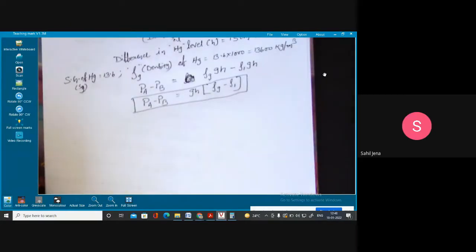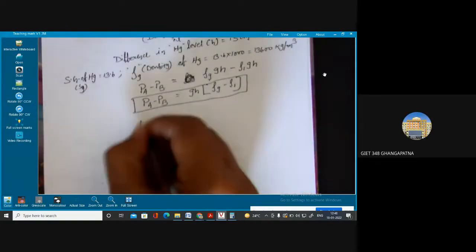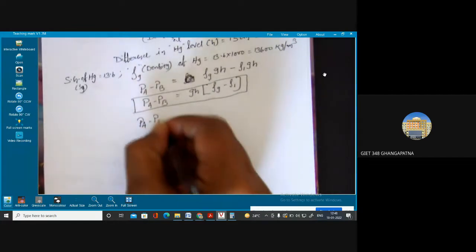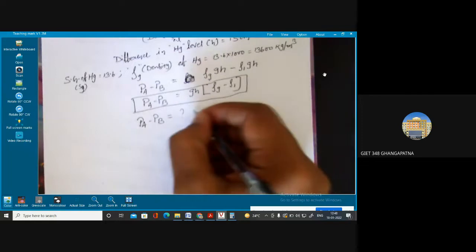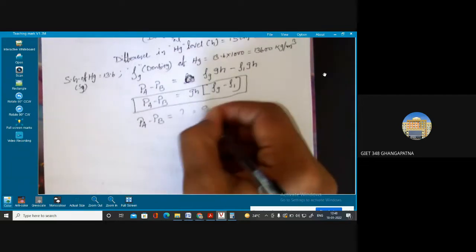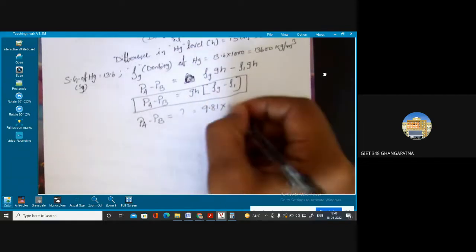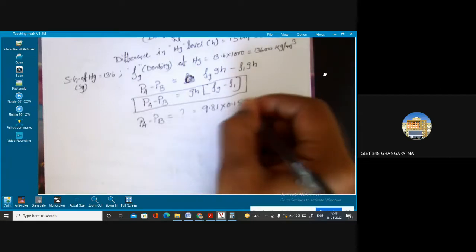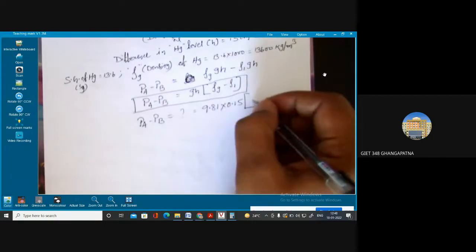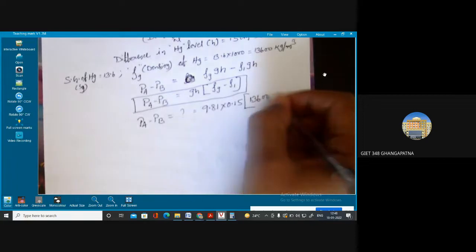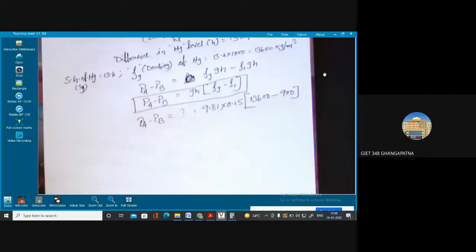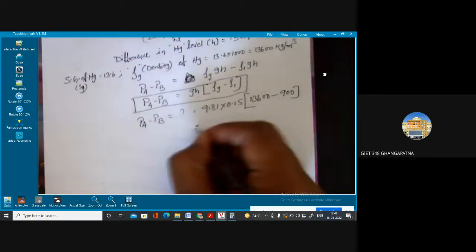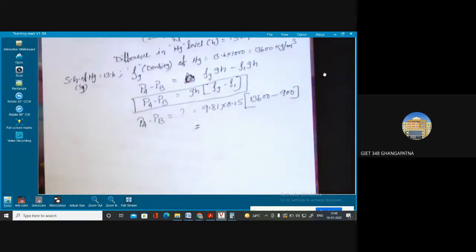Yes, sir. Now, let us substitute. So PA minus PB, that is the difference in pressure, which you are going to calculate. How to calculate? G is how much? 9.81. H is how much? 0.15. Rho of mercury is how much? 13600 minus rho 1. Density of oil is 900. Please solve it and tell me what the answer is. Make it fast.